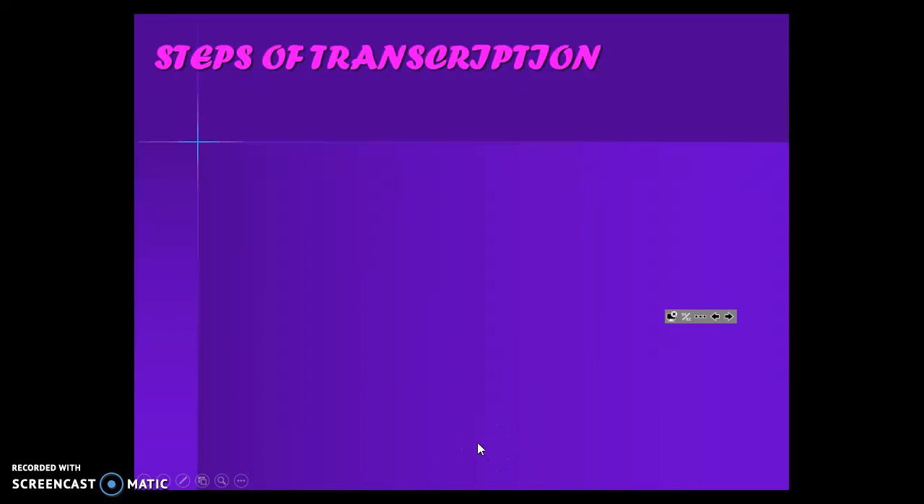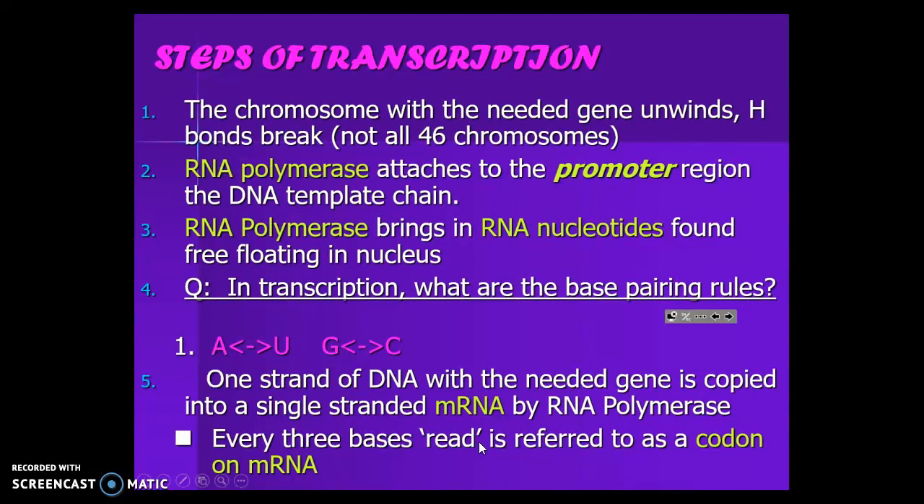Steps of transcription. The very first thing that's going to occur is the chromosome with the needed gene will unwind, and those hydrogen bonds are going to break. Our RNA polymerase will attach to the region referred to as the promoter region, and the DNA template will be the guide for RNA polymerase. Now, RNA polymerase will bring RNA nucleotides found free-floating in the nucleus. Remember, this originally comes from the nutrients that we eat in our diet.